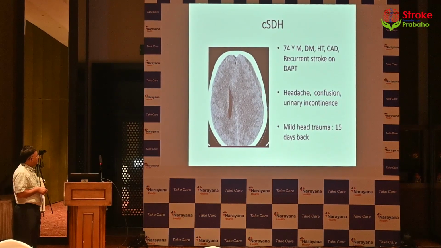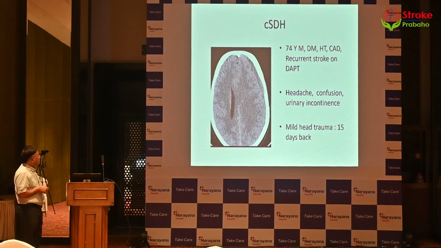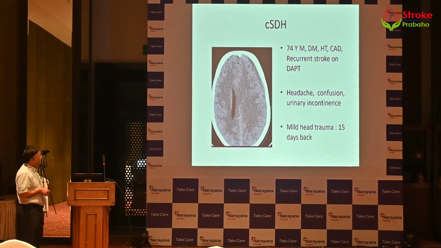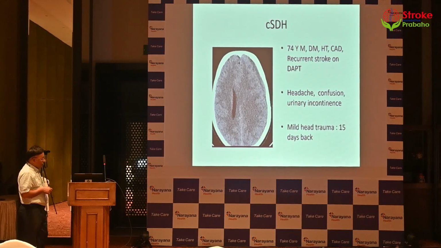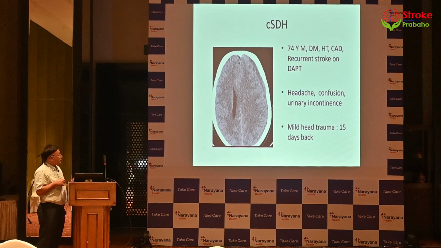You can see there is a small subdural hematoma, but there is significant compression, and the ventricle is not visible on the left side. He was a high-risk patient, with coronary artery disease, recurrent stroke, and on DAPT. So stopping DAPT and subjecting him to surgery was the challenge. So the surgeons asked us to take him up.